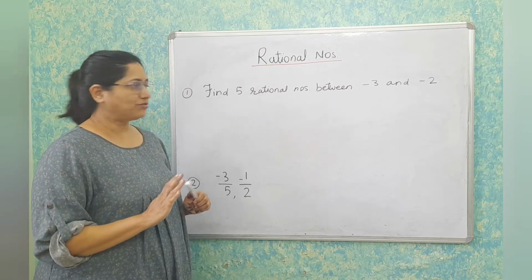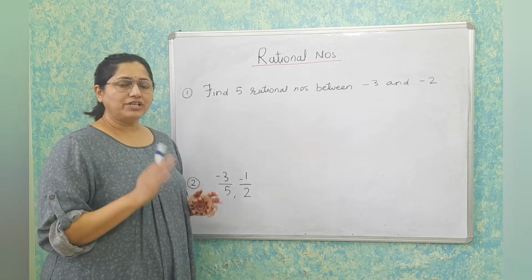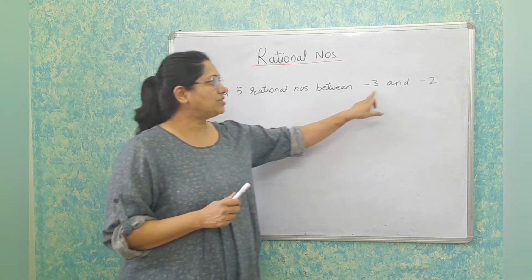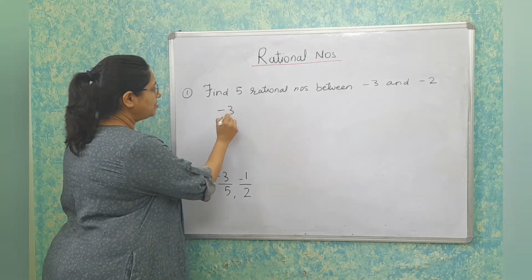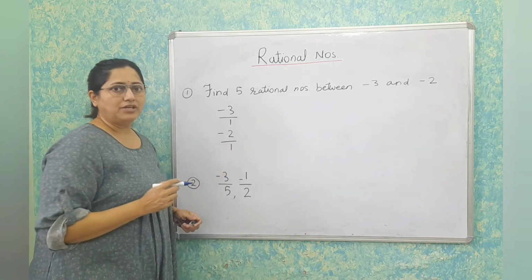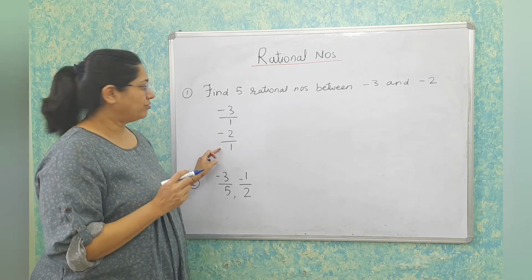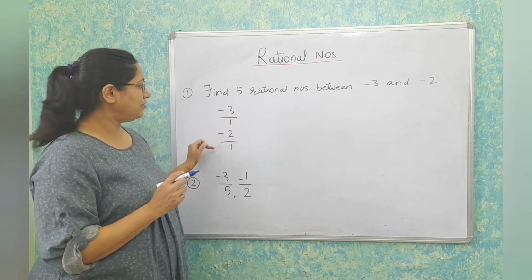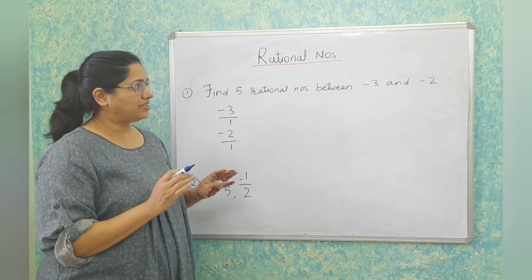Let's start with our first question. Find 5 rational numbers between -3 and -2. You know that rational numbers are always represented in the form P upon Q. But these two numbers have no denominator. So first I will write -3 upon 1 and then -2 upon 1. Now both the numbers are having denominator and both the denominators are positive. Now I have to find out 5 rational numbers in between them. But -3 and -2 are consecutive numbers and there is no number which lies in between them.